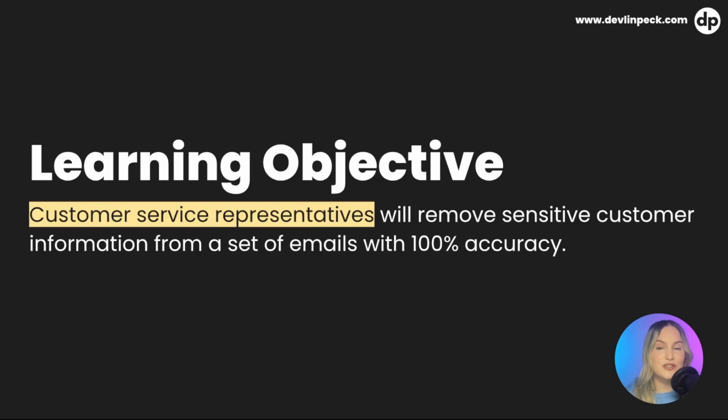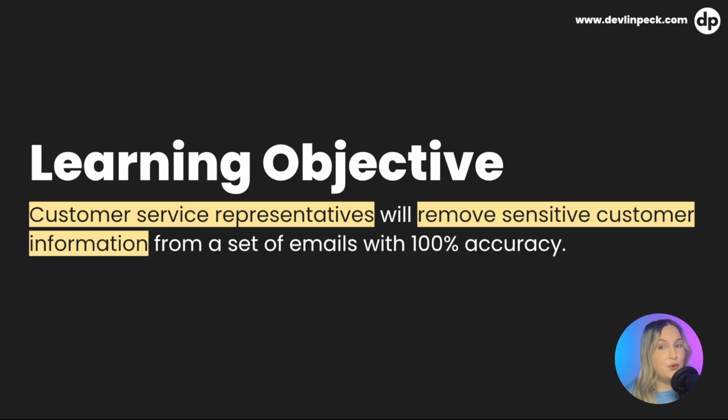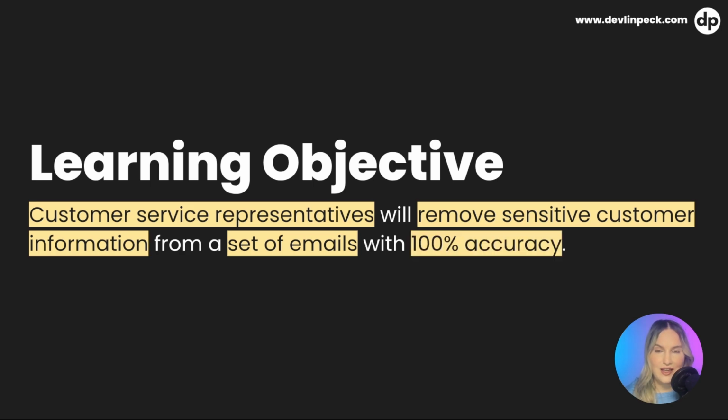So we have customer service representatives will remove sensitive customer information. Remove is a new word. From a set of emails, also new words, with 100% accuracy. So if you go and look back at the original ask, there's some things that we didn't have, like removing customer information and a set of emails. And so how did we get to that to make this learning objective more specific? Well, that's what we're going to cover with the rest of this video. So let's talk about it.